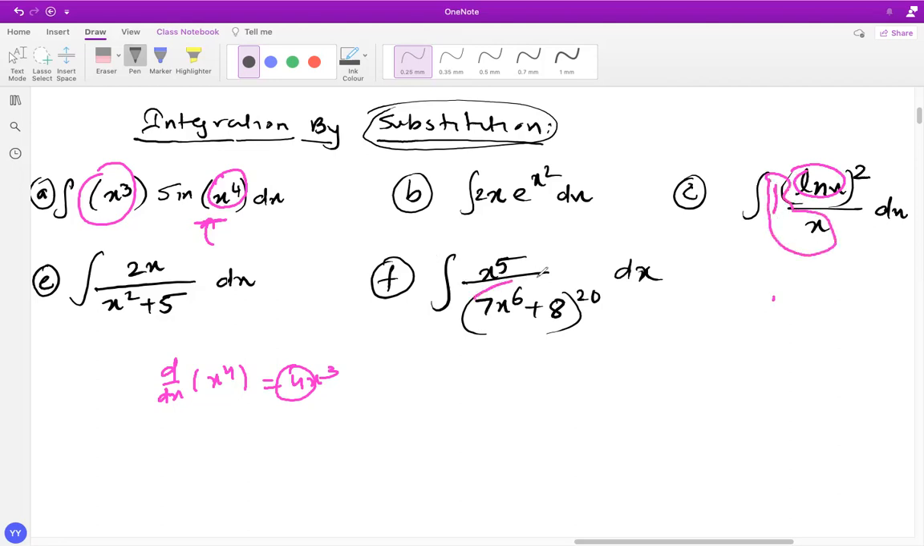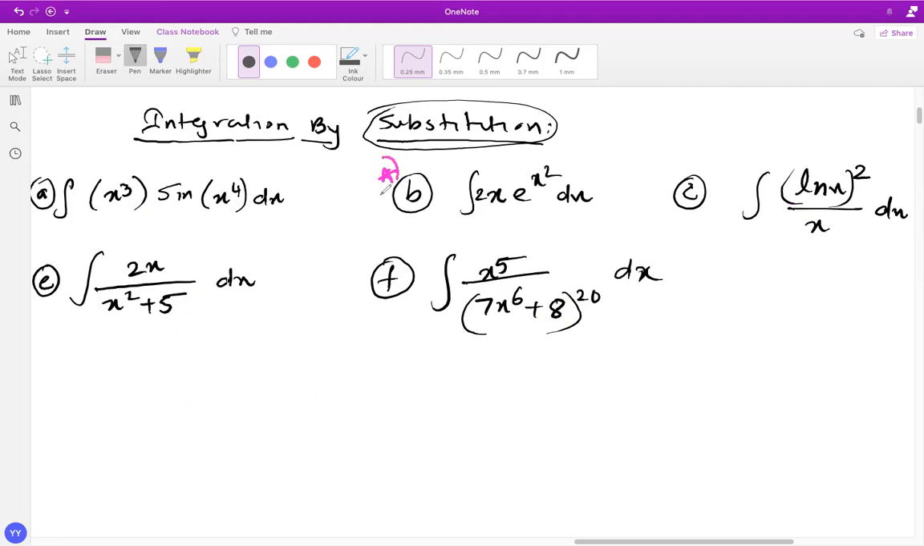Here also, if I look at the derivative of this fragment, 7x raised to 6 plus 8, I have at least x raised to 5 as a multiplier in the numerator. Here also, x squared plus 5, at least I've got 2x as the derivative. So let's begin with the first question, that is B here, and see how we proceed with questions on integration by substitution.